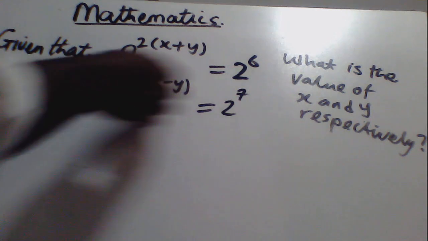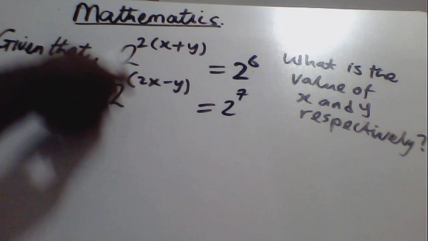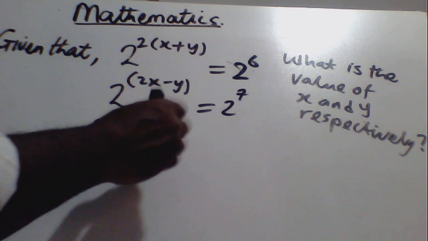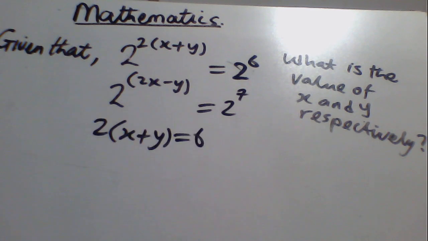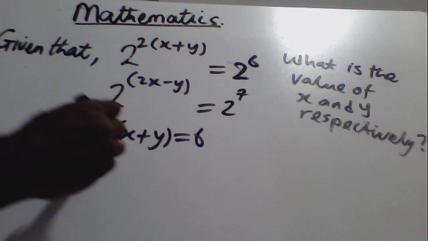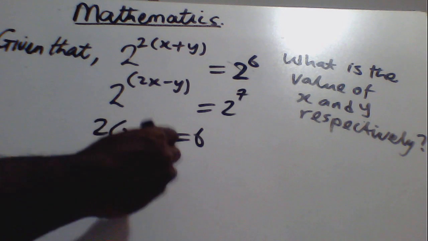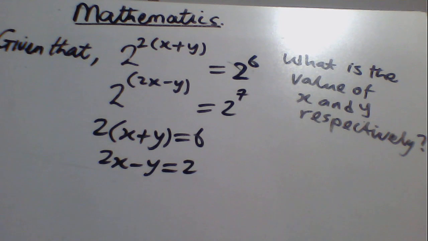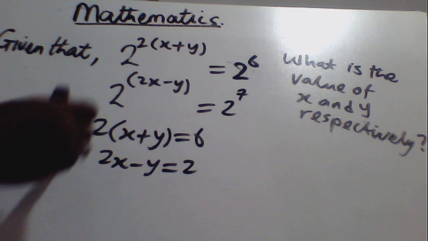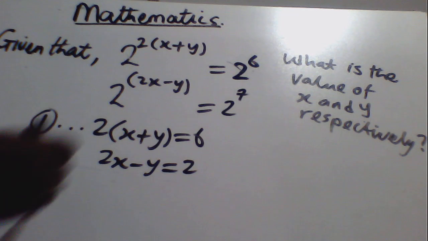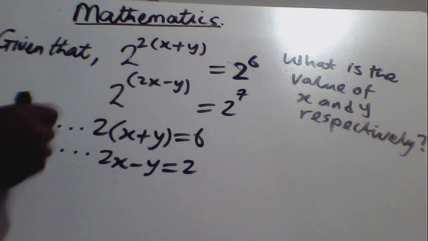Notice that in equation 1 the bases are equal, so the bases cancel out to give us 2 in bracket x plus 6 plus y is equal to 6. And here the bases are equal, so they cancel out to give us 2x minus y is equal to 2. So I can call this equation 1, and this equation 2.